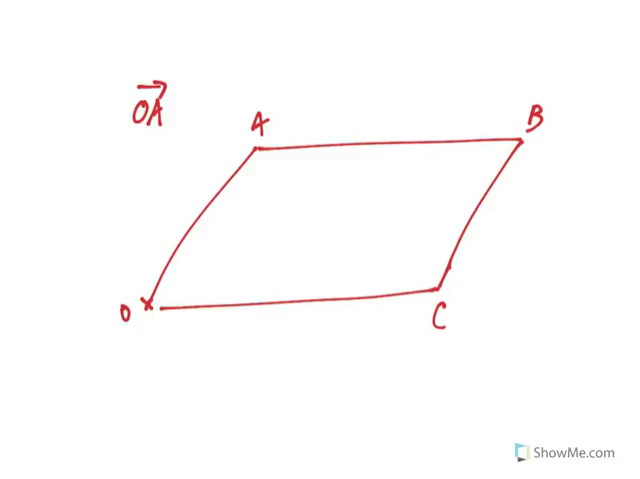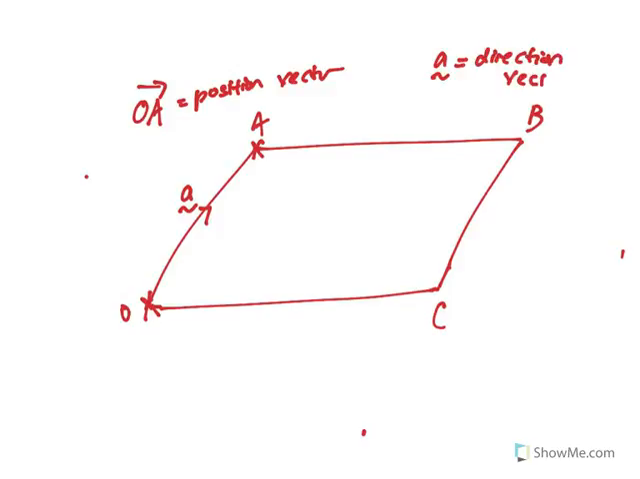O, A, B, C. So OA, this is the origin. What is OA? What kind of vector? Position, right? So it's a position vector. If I represent OA using a free vector, A, can? What kind of vector is this A with the squiggly? This is a direction vector, or we can call it a free vector.